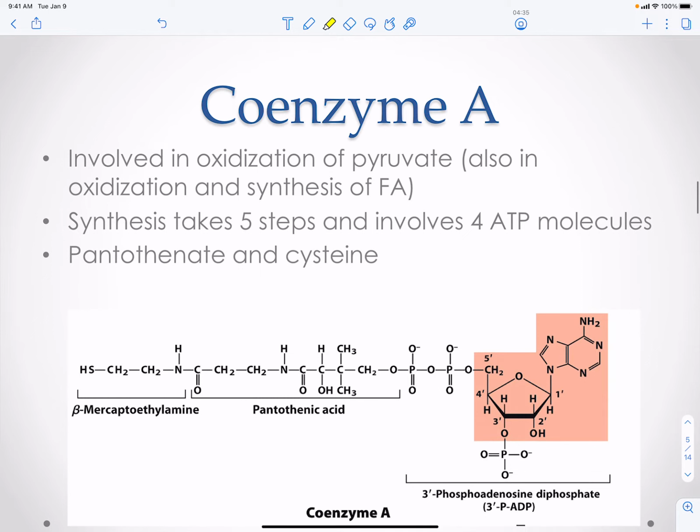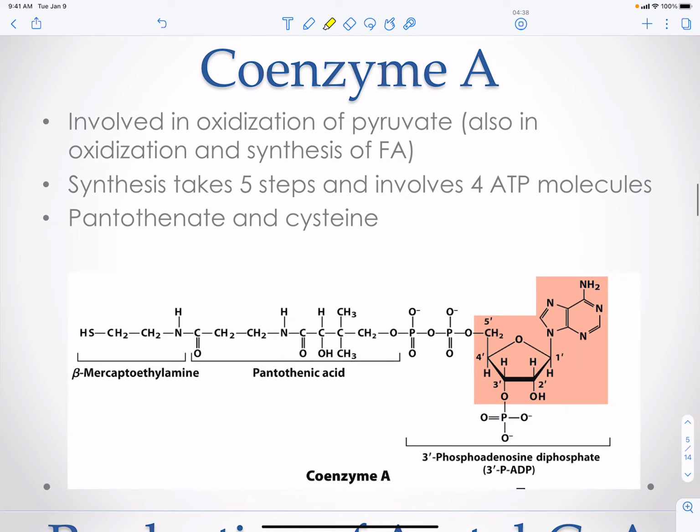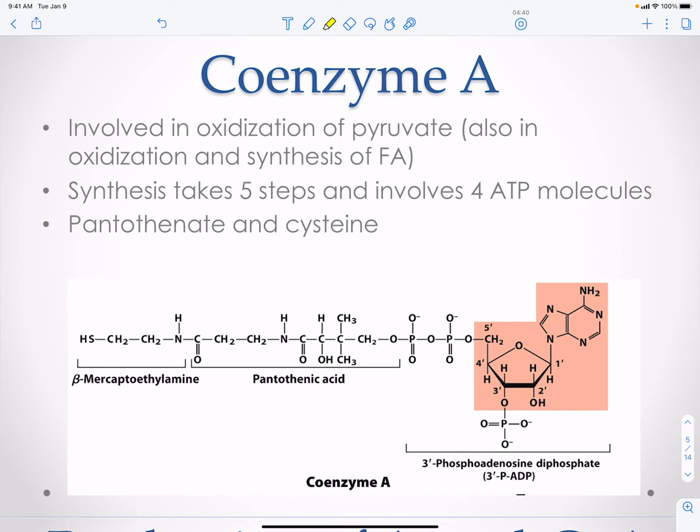Now, one other piece to this is coenzyme A, because we're going to make acetyl-CoA, and so coenzyme A is going to be part of this. So coenzyme A is going to participate in oxidation of pyruvate. We're also going to see this again when we're talking about the synthesis or oxidation of fatty acids. But to make CoA, you're going to take 5 steps, and you're going to need 4 ATP molecules. You're also going to need pantothenate and cysteine in order to make coenzyme A.